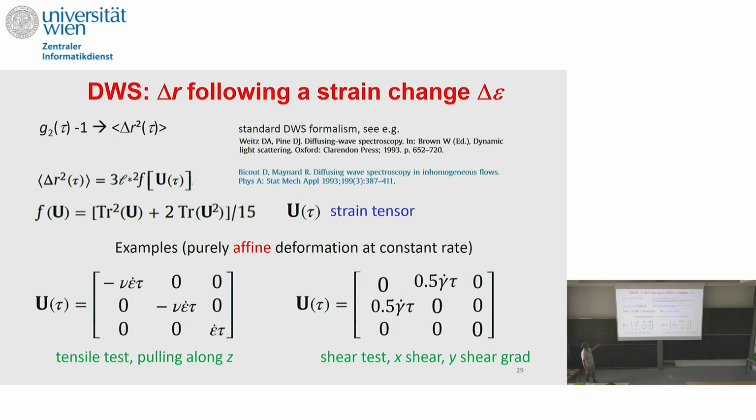So I can exactly work out, for example, what epsilon dot was in my experiment just by fitting my correlation function using this formalism. And this is for a shear test where you're applying a shear at a rate gamma dot in the x direction. So you can work out things very nicely and relatively simply with DWS.